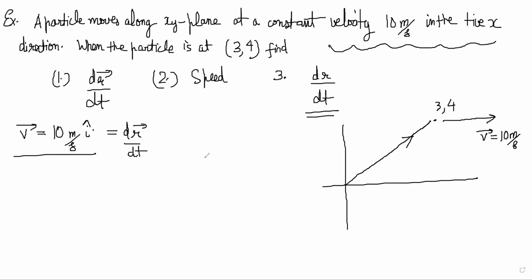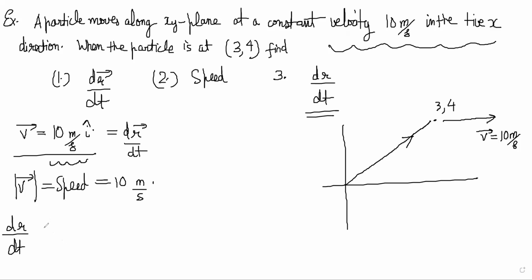So the first part is very obvious. It is 10 i, right? The second part is also obvious, because speed is just the mod of the velocity vector. So the answer for speed is just 10 meter per second. It doesn't have a direction. But what about this third part? What is this d|r| by dt?